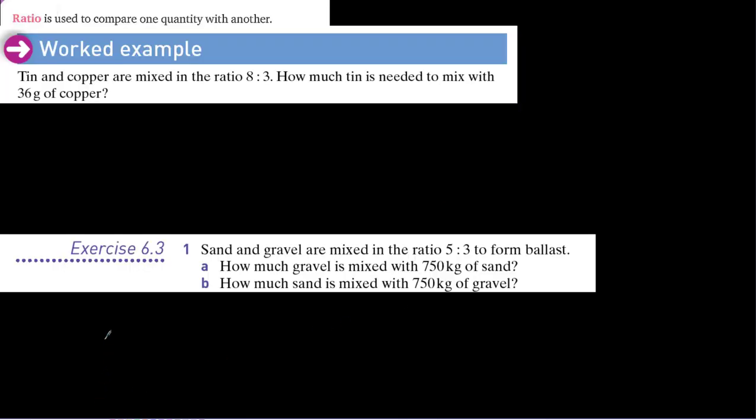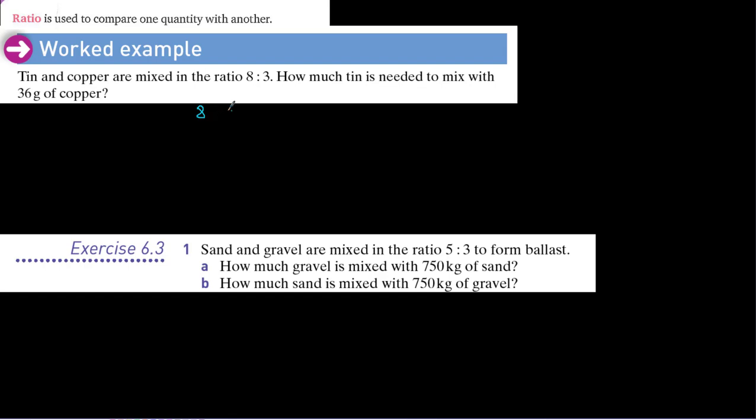Okay. Let's continue with the ratio. Ratio is used to compare a quantity with another one. So here tin and copper are mixed in the ratio 8:3. How much tin is needed if you mix 36 grams? So I'm going to use the same method with ratio form. That's why it is proportion form. That's why it is given here.